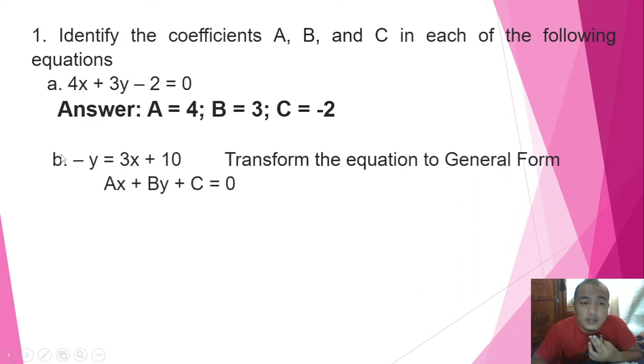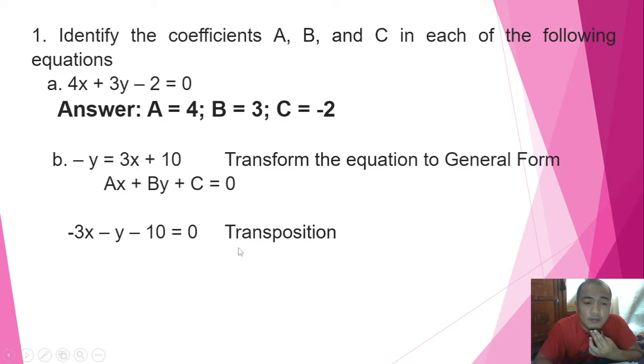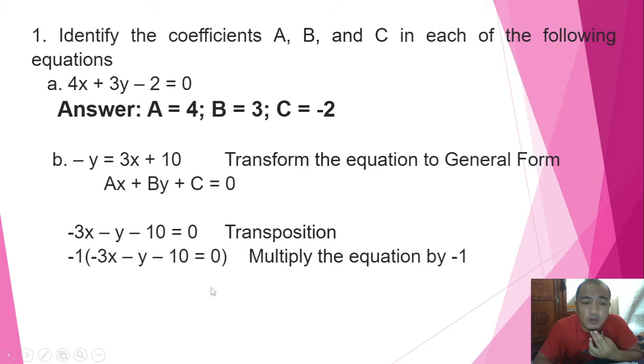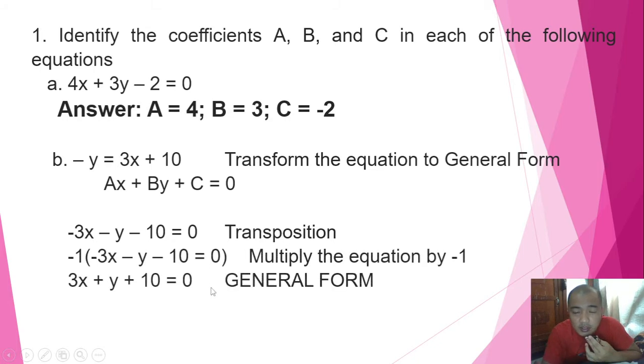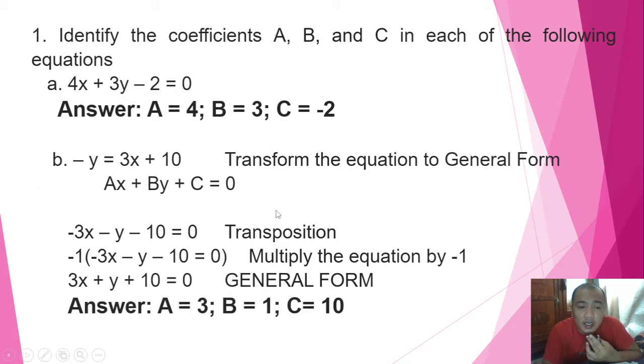Right. B, negative y equals 3x plus 10. Slope-intercept form, so transform this first to general form, ax plus by plus c equals 0. So transpose 3x plus 10 to the left side. Negative 3x minus y minus 10 equals 0. Multiply the equation by negative 1, becomes 3x plus y plus 10 equals 0. This is the general form of negative y equals 3x plus 10. Therefore, what is a, b, and c? A is 3, b is 1, c is 10.